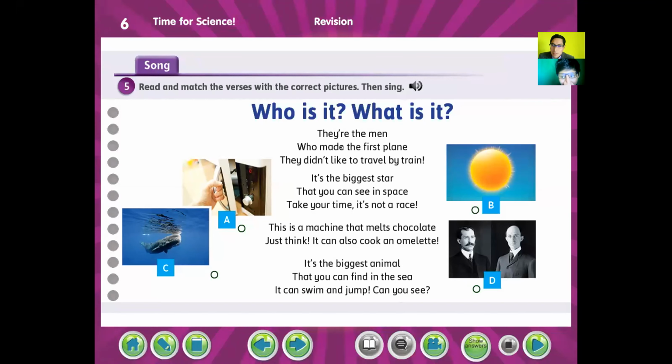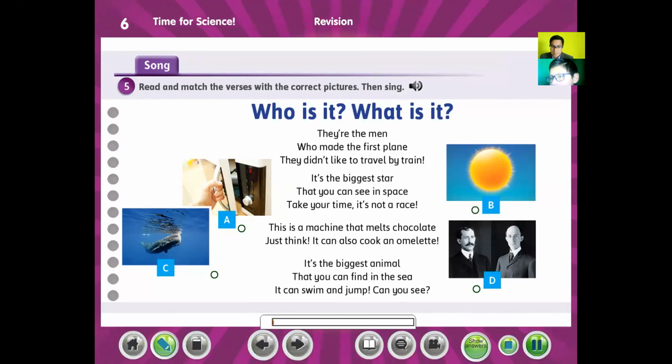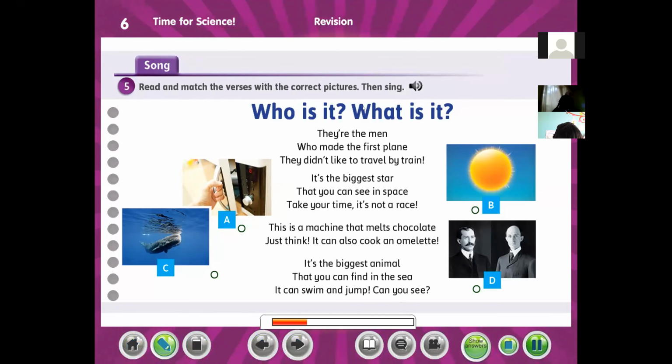Open your microphones, please. Let's sing Who Is It? What Is That? Okay, open your microphones. Workbook, Module 6, Revision 5. Read and match the verses with the correct pictures. Then sing. Who is it? What is it? Open your microphones.